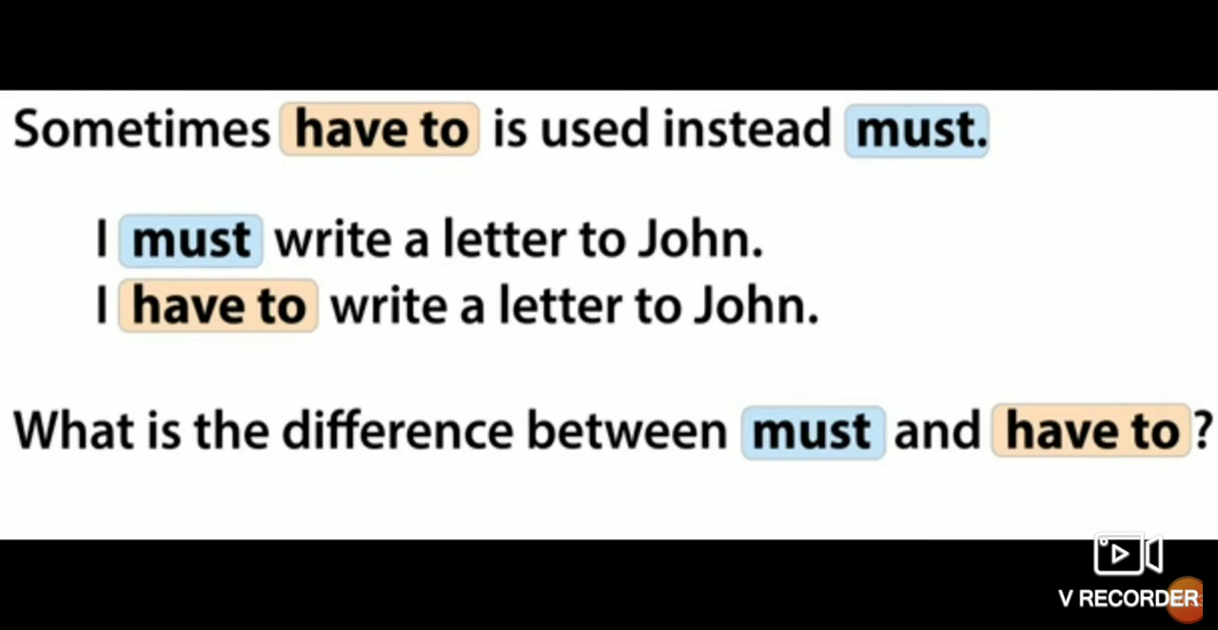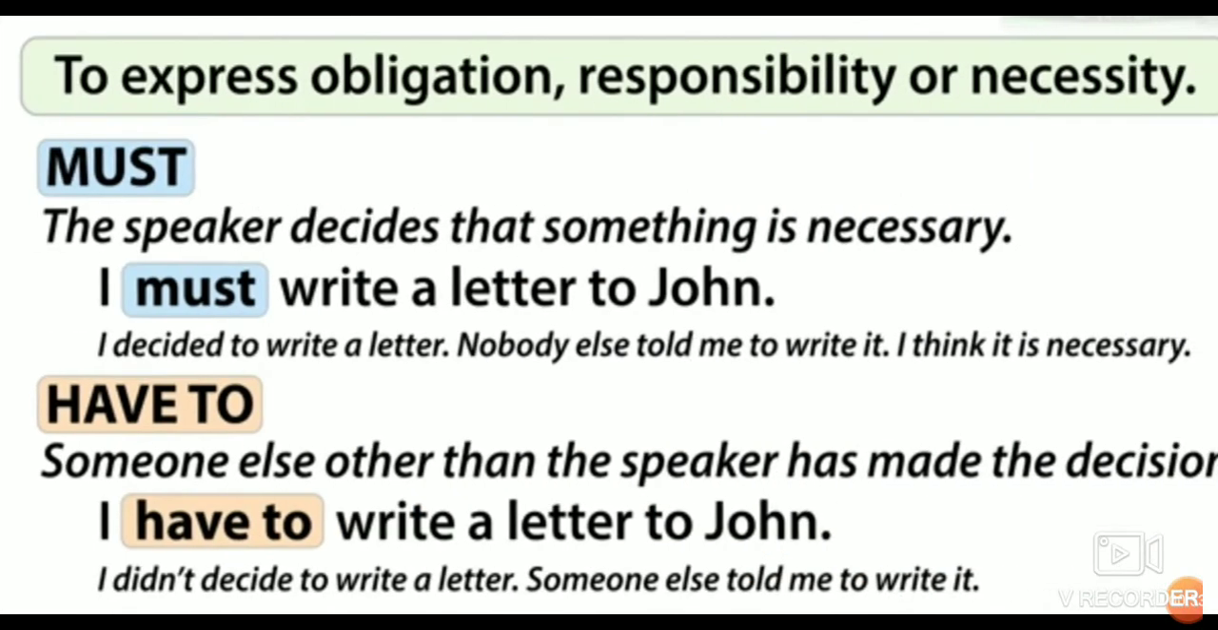Now see, one example I am giving you. I must write a letter to John. I have to write a letter to John. The sentences look the same. What is the difference here? In one sentence I have used must and in the other sentence I have used have to. Now see where must is used. Must is used to express obligation, responsibility or necessity.